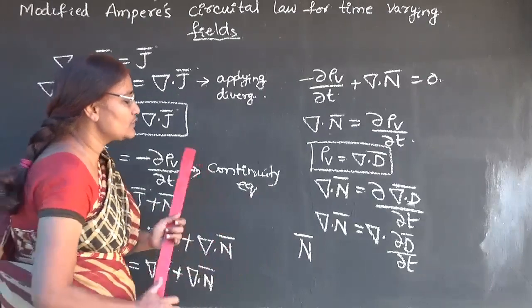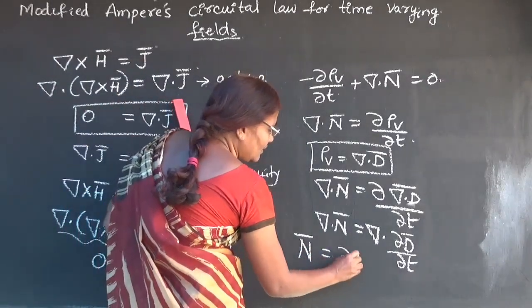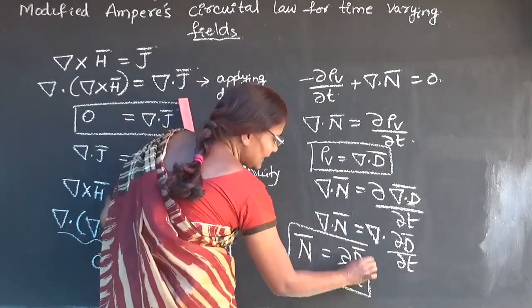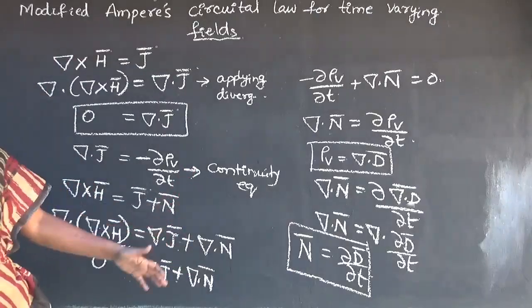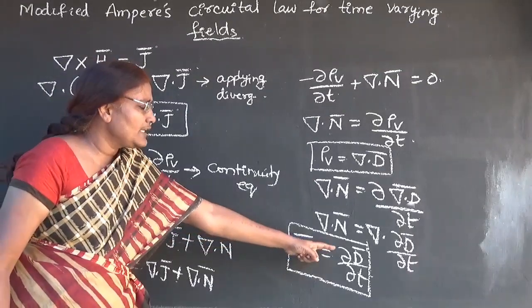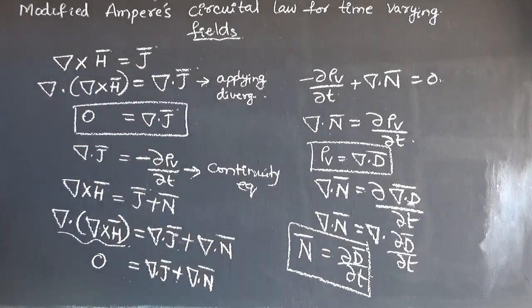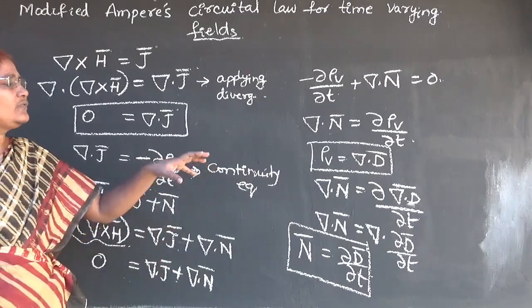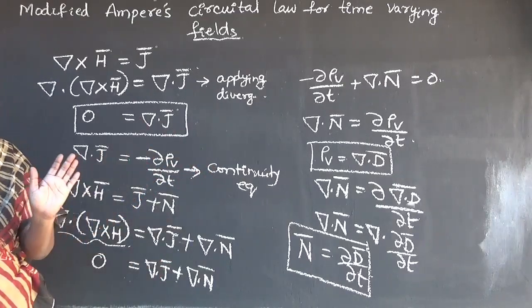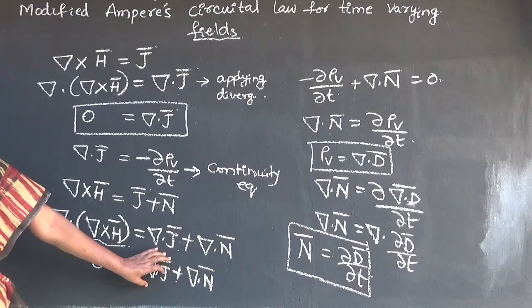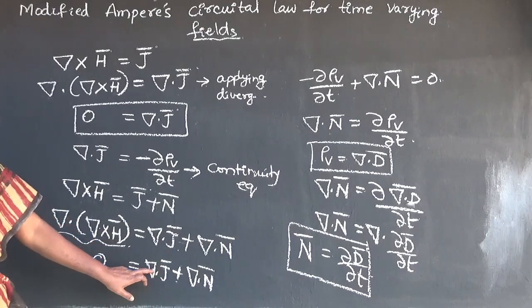That n bar value is going to be dou d bar by dou t. So this is nothing but, just let me tell something about this. So n bar is going to be dou d bar by dou t. Now what is my J bar? J bar is the current density, which is the current flowing through a particular area. Its unit is amperes per meter square. And generally it is referred to as the conduction current.